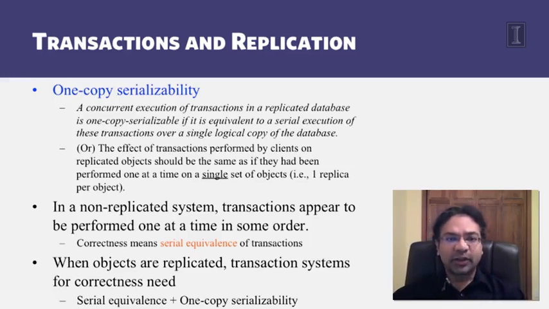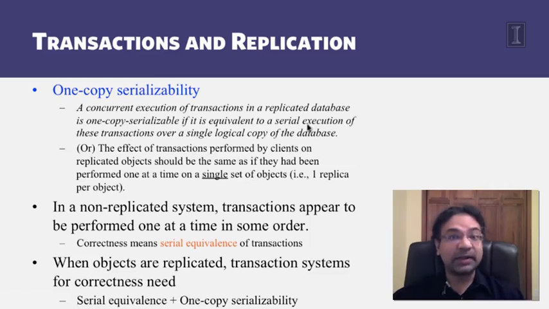What do you do with transactions when you have replicated systems? Well, there is this concept known as one-copy serializability. Just like we studied serial equivalence for transactions when we studied concurrency control, in replication control for transactions there is a concept known as one-copy serializability. What does it say? It says the following: a concurrent execution of transactions in a replicated database is one-copy serializable. When I say concurrent execution of transactions, I'm talking about multiple clients executing transactions. Replicated database means that objects have multiple replicas on the server side. So it's one-copy serializable if it is equivalent to a serial execution.